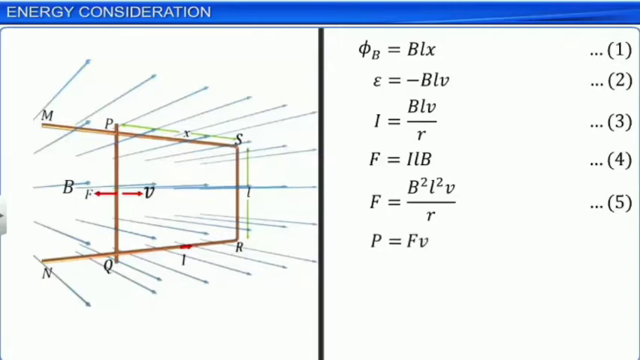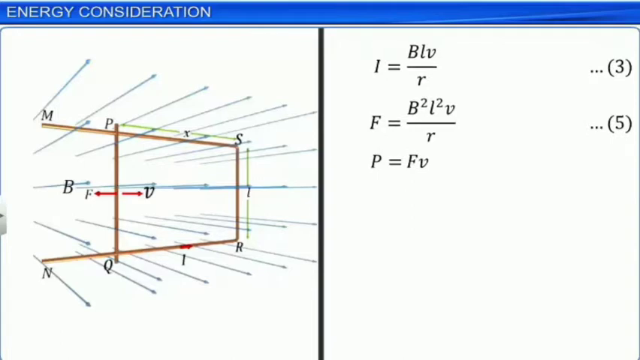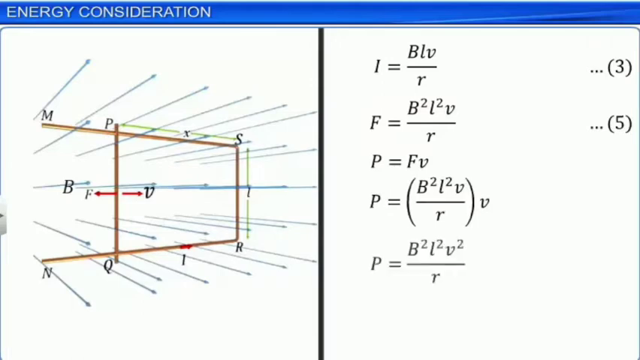to FV. On substituting the value of F from equation 5 and simplifying, we get the equation P is equal to B square L square V square by R. Let this be equation 6.